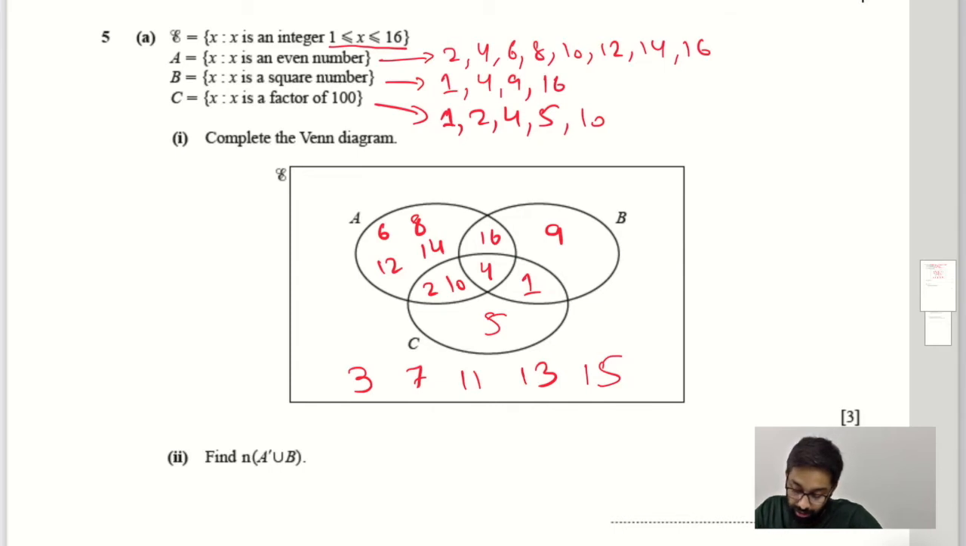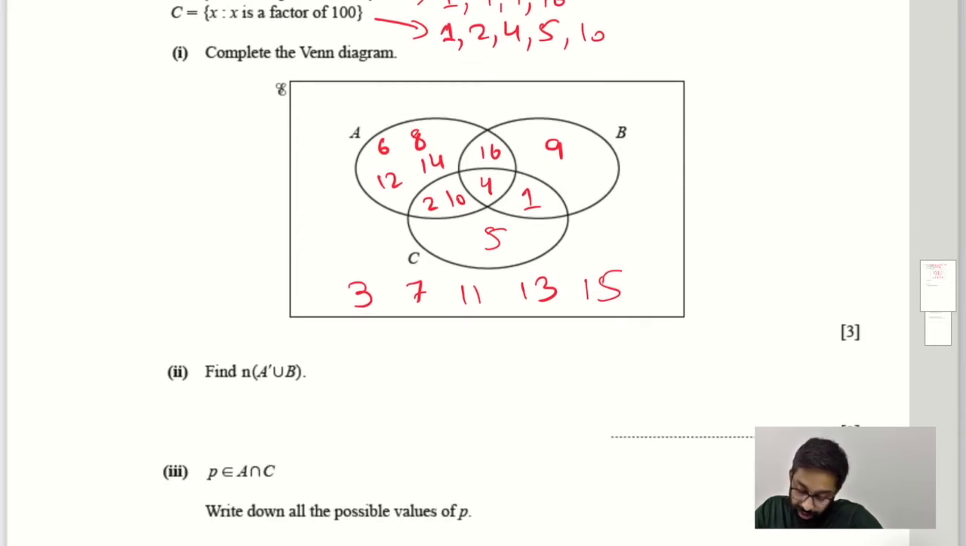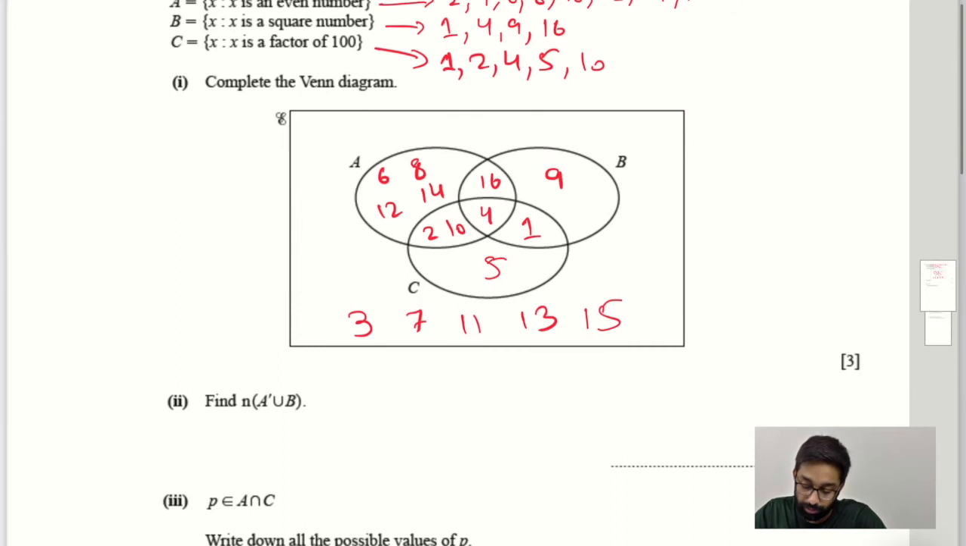The next question says find the number of numbers for A complement union B. A complement means everything outside A. So that means including B, including C, including all the numbers that are outside these circles. And then union B means all the numbers that are inside B.